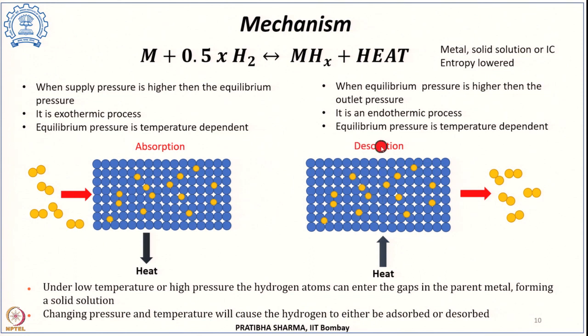Similarly, desorption is an endothermic process wherein heat has to be supplied for releasing the hydrogen stored in the matrix to get hydrogen molecules. So, whenever the equilibrium pressure is higher than the outlet pressure, we can get the desired hydrogen. And since we know that this is an endothermic process, and at the same time the equilibrium pressure is also temperature dependent, changing both the pressure and temperature will result in either absorption or desorption of hydrogen in these materials.